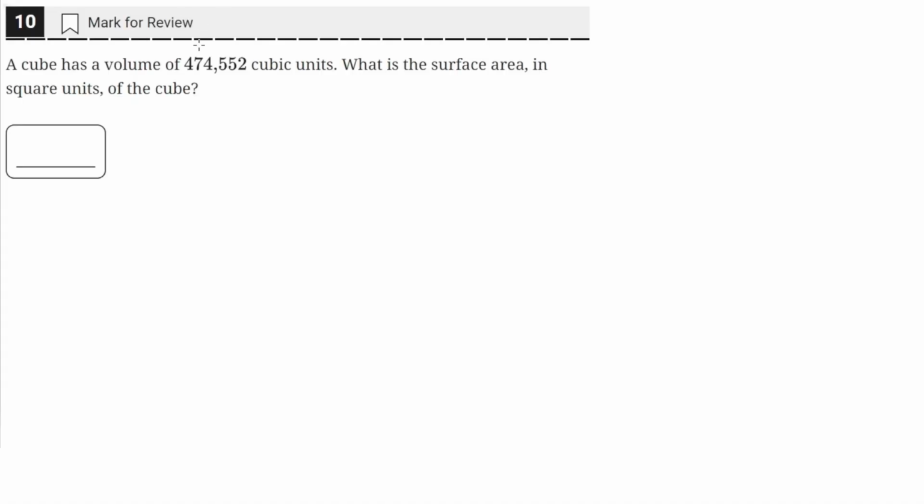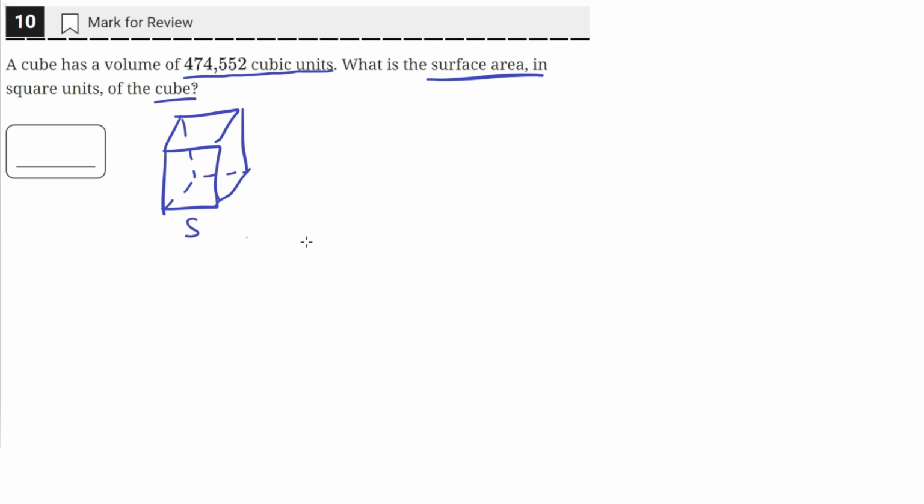A cube has a volume of 474,552 cubic units. What is the surface area in square units of the cube? So we're given a cube. Let's draw a cube here. Since it's a cube, it has all equal sides. The length of each side is equal. We'll say it's S. And the volume of this cube is this large number here.